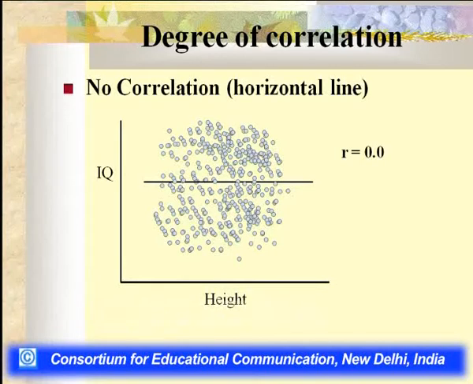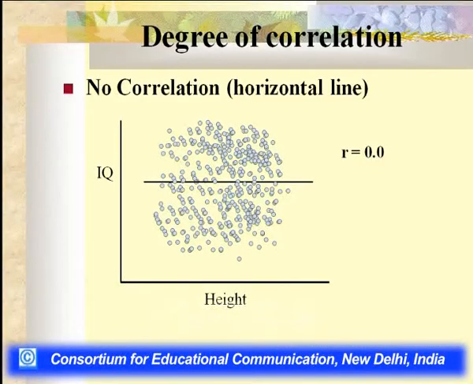R is equal to 0.0 in this case. On the y-axis we have the IQ, and on the x-axis we have the height. So which states what? That even if your height increases, it has nothing to do with your IQ levels. Intellectual quotient is not in any way associated with height. Even if you are very small, you can be more intelligent with higher IQ levels. So that means here there is no correlation, as we are getting a horizontal line.